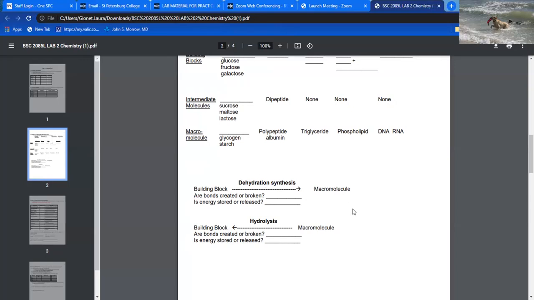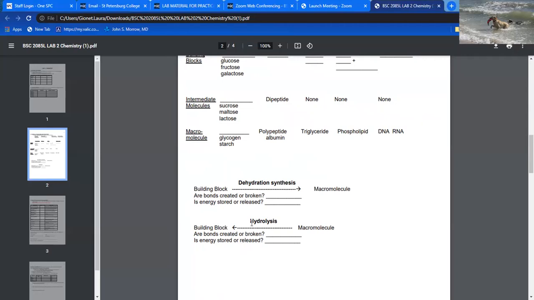We remove the equivalent of oxygen from an OH group from one molecule and a hydrogen from the other molecule, which is the equivalent of water. And that opens up a bond space between those building blocks, or a building block and maybe an intermediate molecule, or multiple intermediate molecules, to put them together to form a macromolecule, perhaps like a polypeptide. All right, so dehydration synthesis: bonds are created, energy is stored, and water is removed.